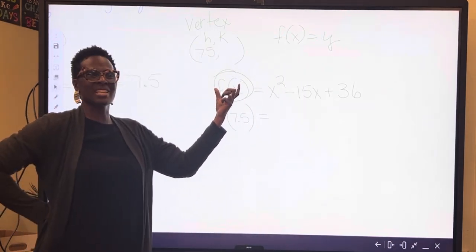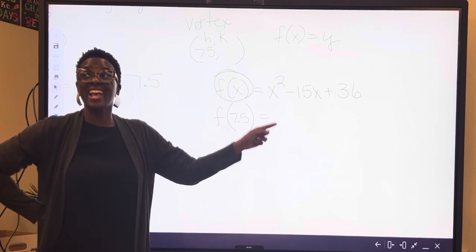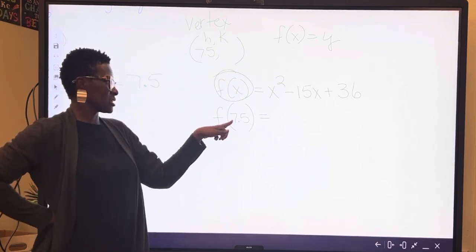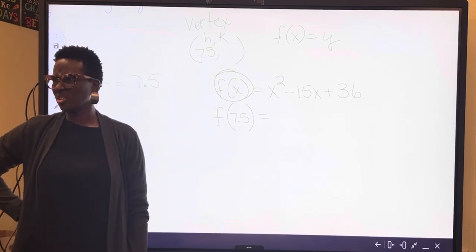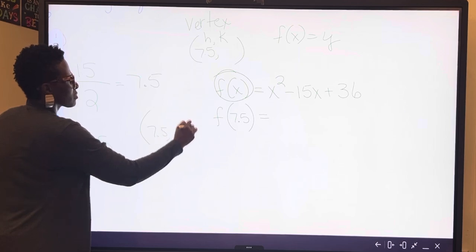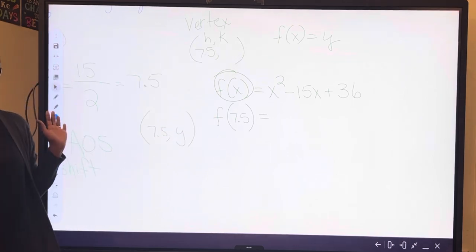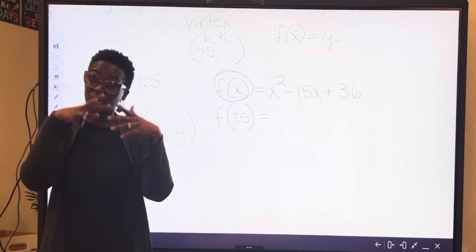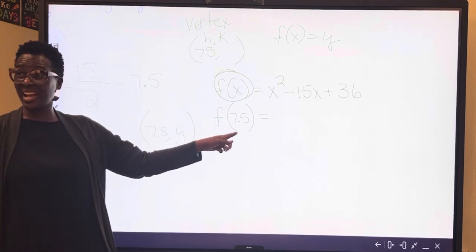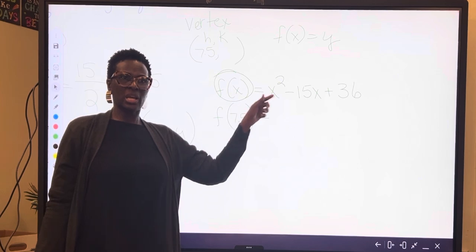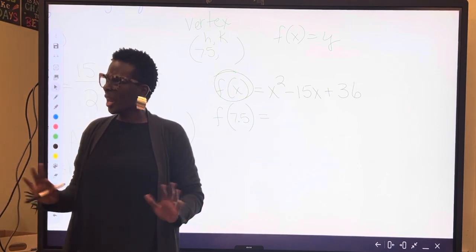So what is this saying? It's saying, what is y when x is 7.5? That's all he's asking you. Here's what they're giving you. Find this. That's all they're saying. So whenever you see a function and you see that sitting there in place of x, what are they telling you to do? Plug it in and get the answer. That's all that means.